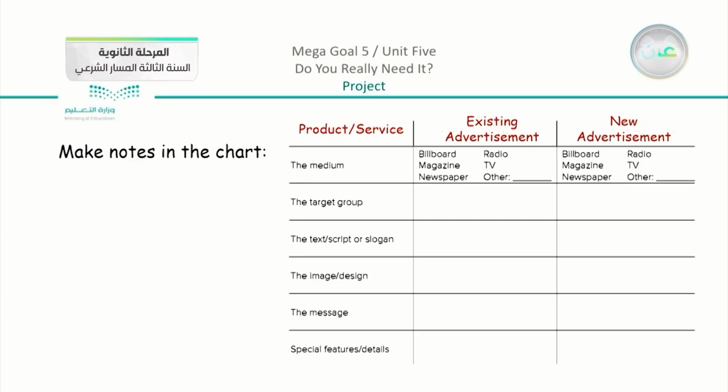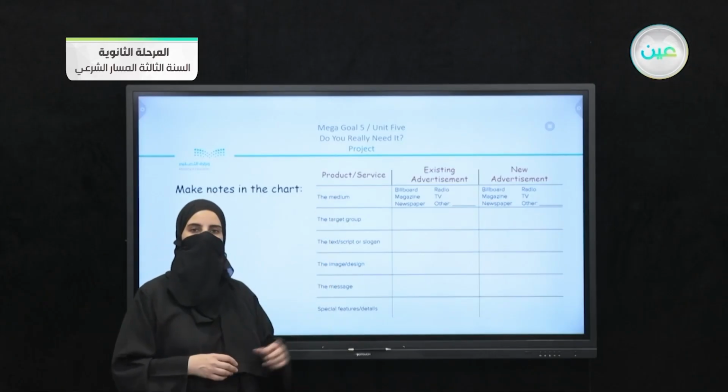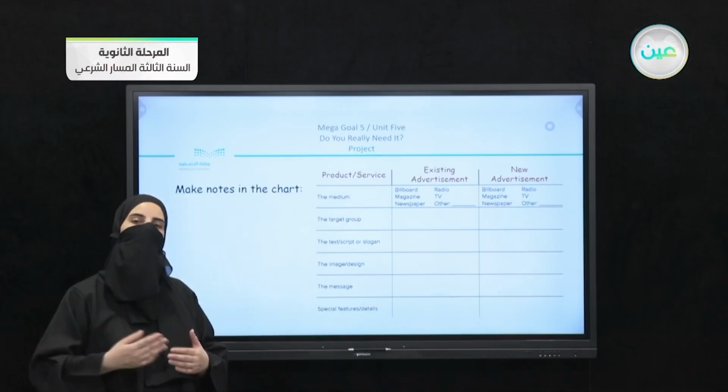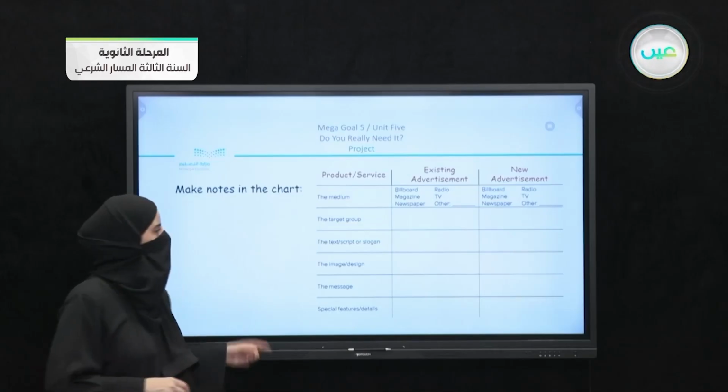So for example, if we have something that was seen in a magazine, you can turn it into a radio advertisement or a TV advertisement. You can turn it into a billboard. You can have the same type of advertisement, but change the complete design and the message that is used. So this is your project for the day. You are going to discuss the advertisement. You are going to list the points that we have here in the chart, and then you are going to write the new points that you are going to use. Moving on.